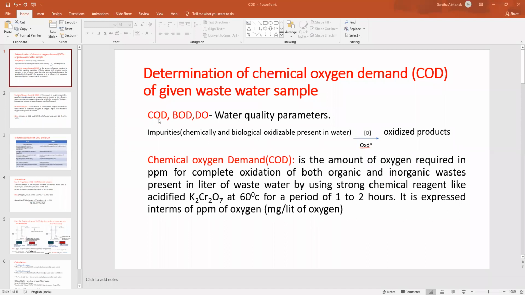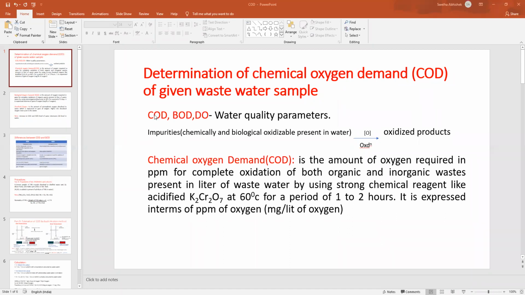So the principle involved in the determination of COD is that the impurities present in water, which are chemically or biologically oxidizable, can be oxidized through an oxidation process in presence of oxygen. As a result, these impurities are oxidized, which results in the formation of oxidized products. So by knowing how much oxygen is required for the oxidation of these impurities present in water, one can determine the amount of impurities present in water. What it indicates is, higher the amount of impurities present in water, higher is the contamination.